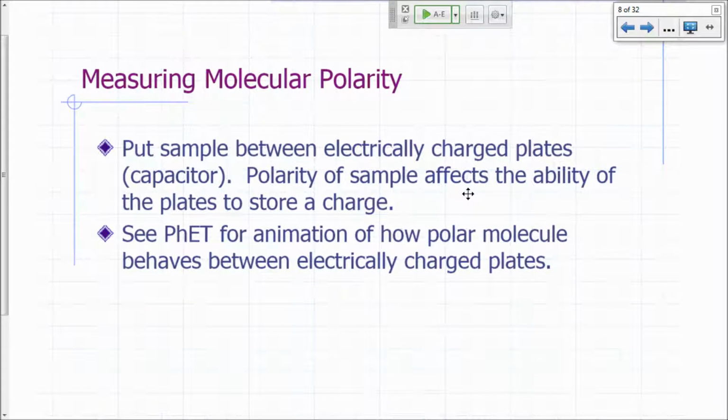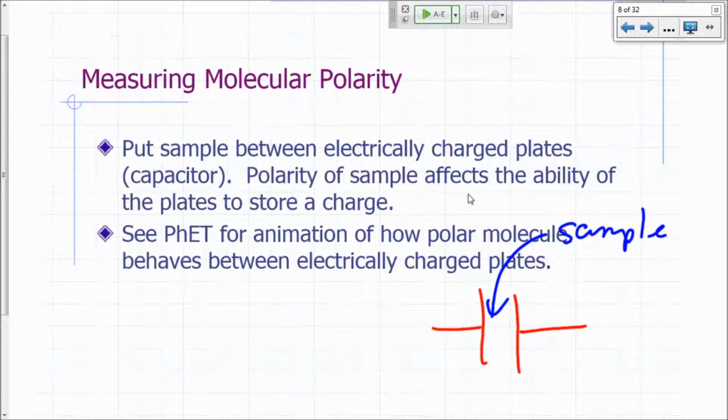So how do you actually measure molecular polarity? You put your sample between electrically charged plates. A pair of electrically charged plates is what's called a capacitor. So you put your sample in there. If one end is positive, the other one's negative. A capacitor is something that can store a charge. Say you hook up a capacitor to a battery, for example.